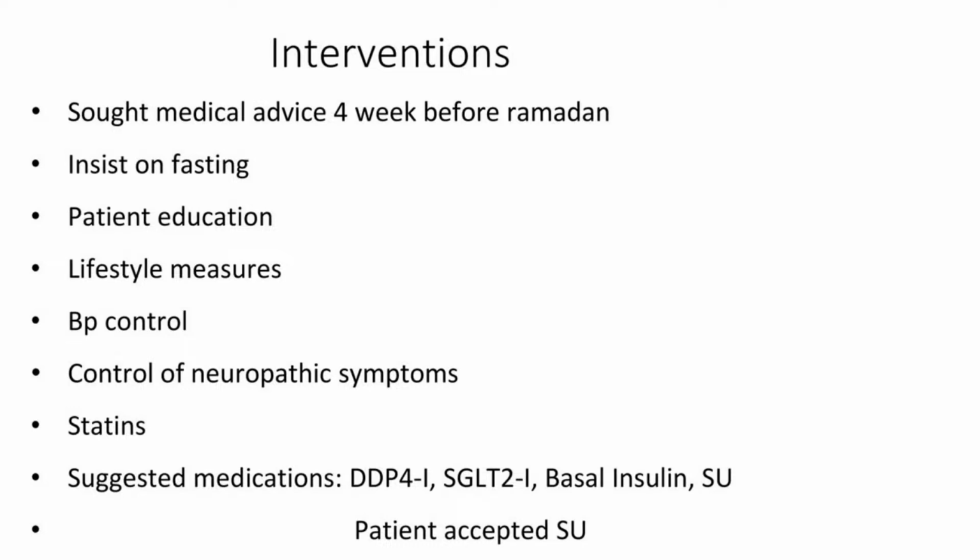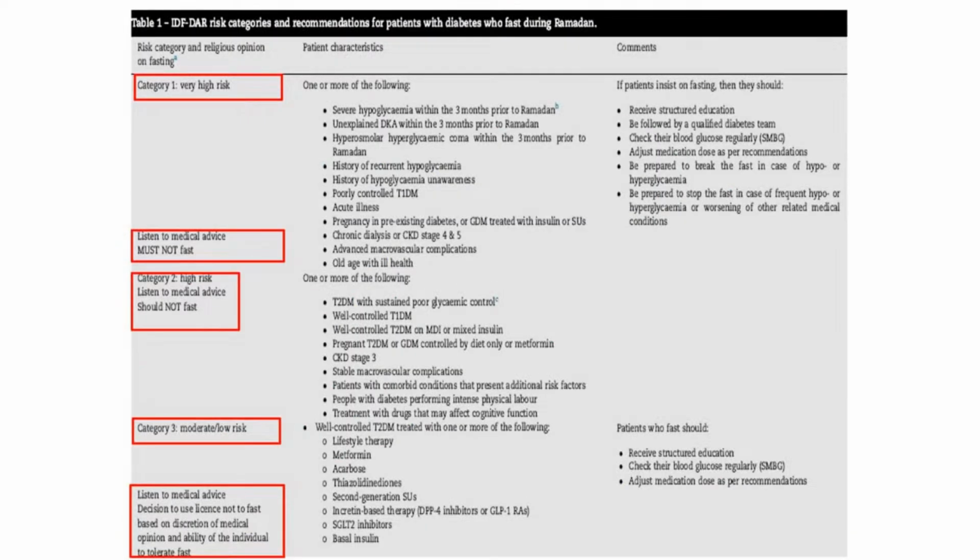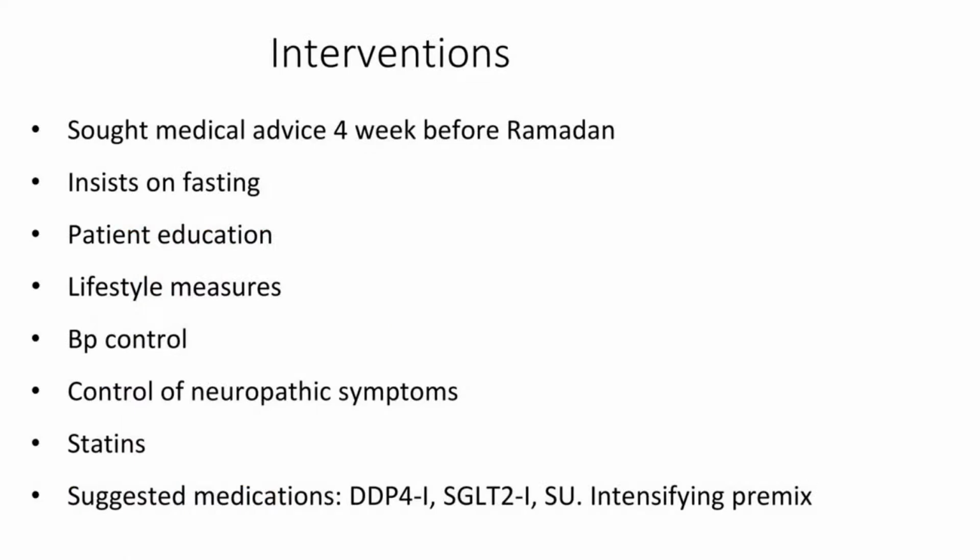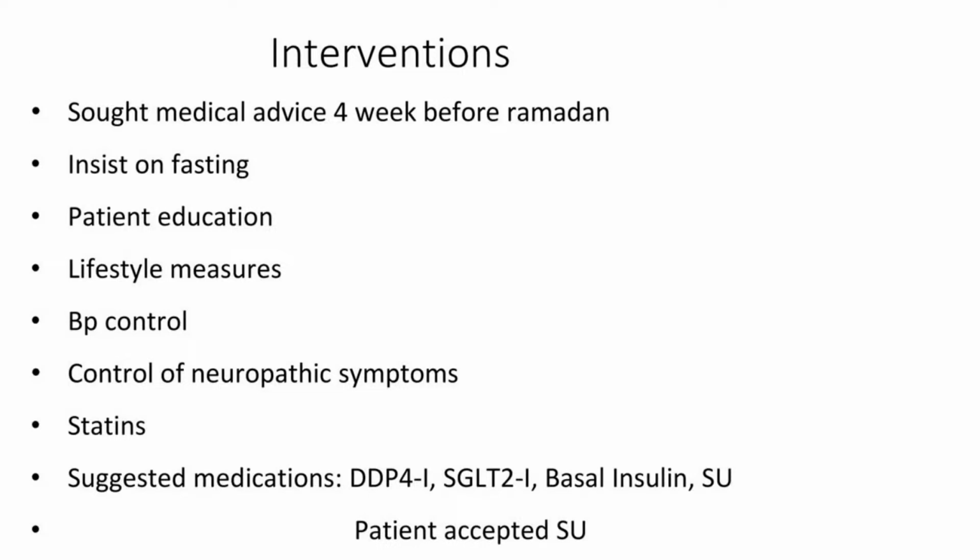So, luckily this patient sought medical advice, unlike patient 1, 4 weeks before Ramadan. Despite the pronouncement by the doctor that because of your profile, you shouldn't fast, she insisted on fasting. So the physician really had no option than to help the patient go through the process as safe as possible. So she was educated, she was taken through lifestyle measures, diet and all. Because she's hypertensive, her BPs were controlled, she received antihypertensives, and then they gave some medications to control her neuropathic symptoms. And then because of a risk profile, statins were introduced.